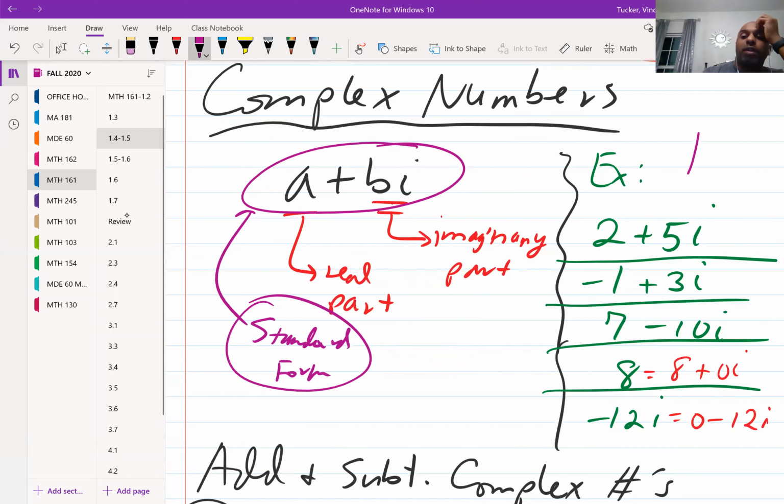So in the green over here, that's just an example of complex numbers. So you have 2 plus 5i, negative 1 plus 3i, 7 minus 10i. 8 can be written as a complex number. You can write it as 8 plus 0i. And then negative 12i can be written as 0 minus 12i. So those are just different ways of writing complex numbers.